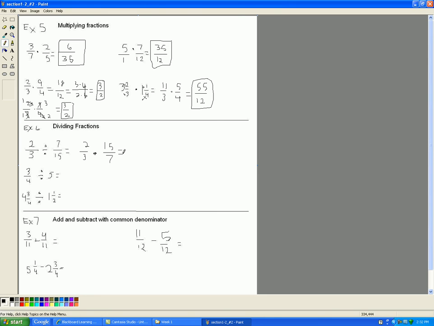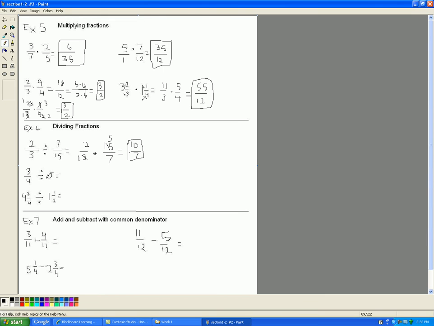Now we just multiply. So when we multiply, we see we can cancel these out. 3 and 15 share a common factor of 3. 3 divided by 3 is 1. 15 divided by 3 is 5. And now we can multiply across. 2 times 5 is 10. 1 times 7 is 7. So here's our final answer, 10 over 7.